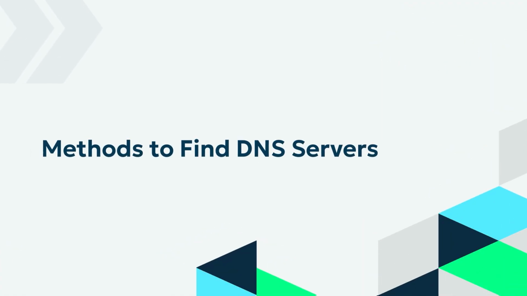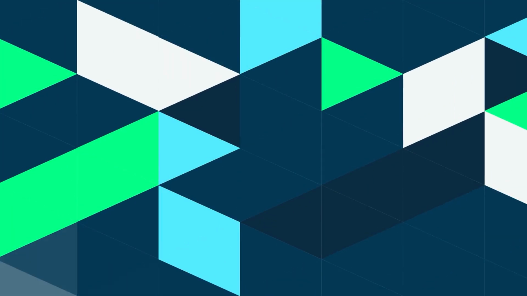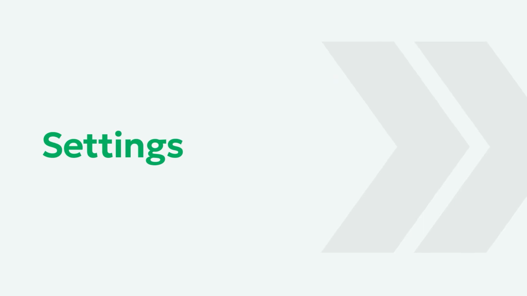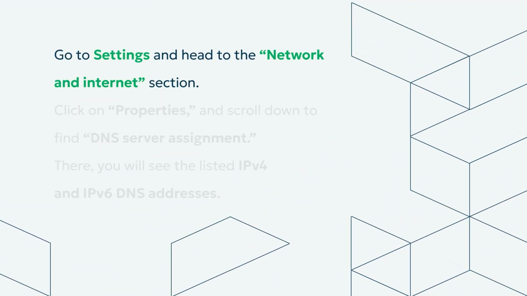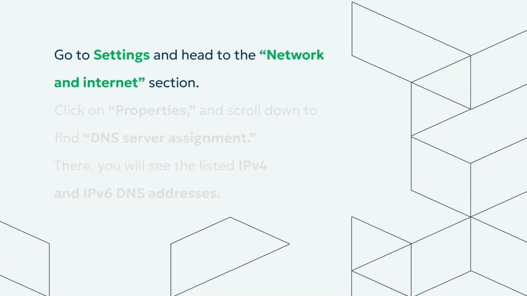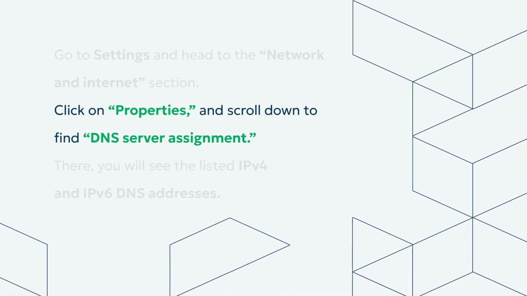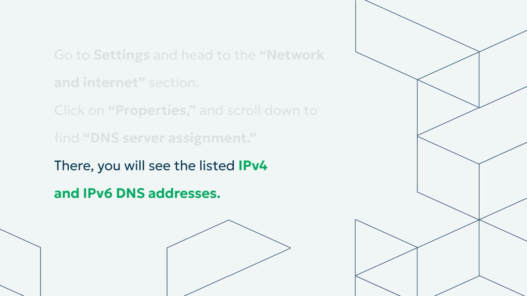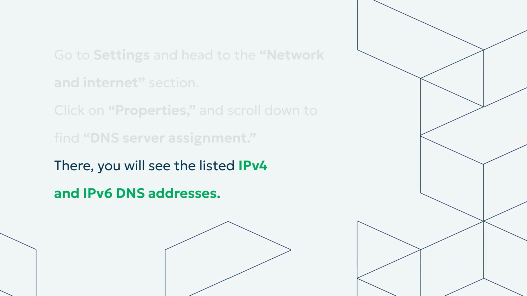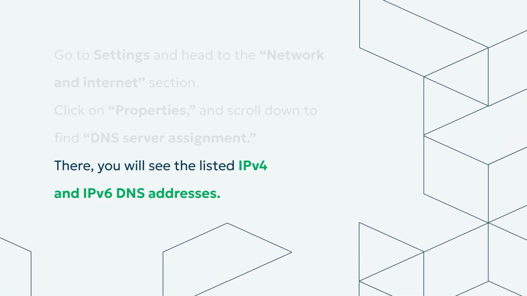Methods to find DNS servers. Method 1. Settings. Let's begin with the easiest and most straightforward method. Go to Settings and head to the Network and Internet section. Click on Properties and scroll down to find DNS Server Assignment. There, you will see the listed IPv4 and IPv6 DNS addresses.